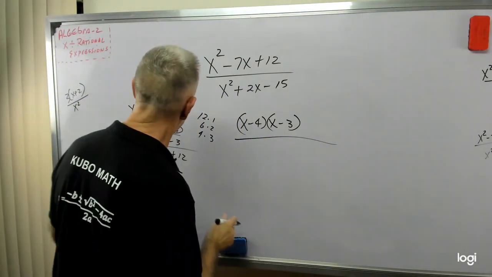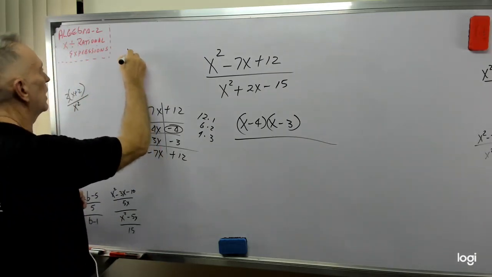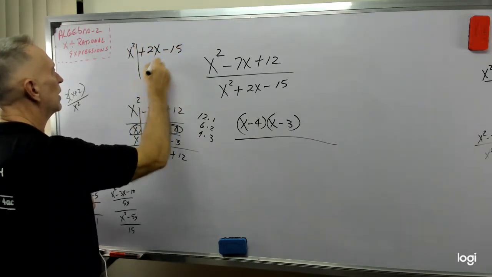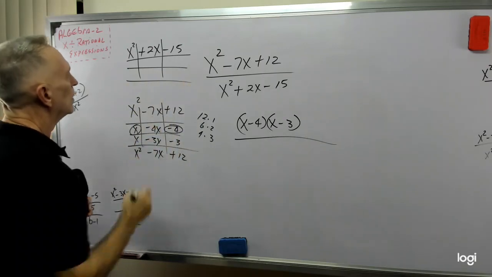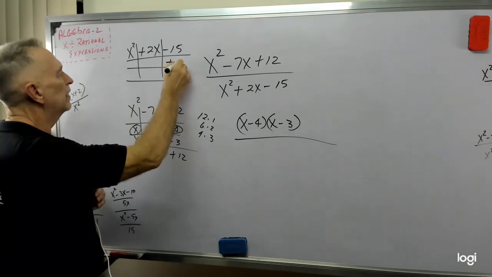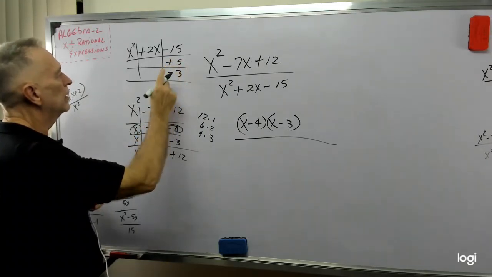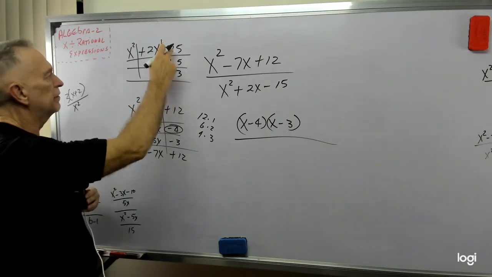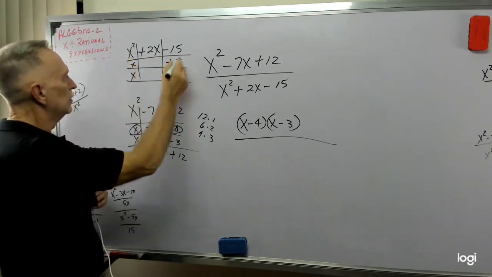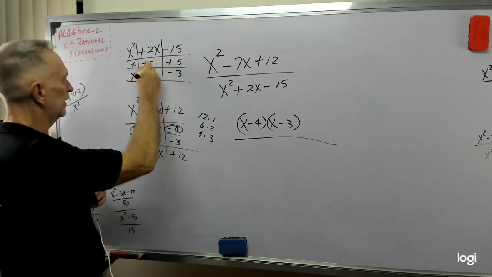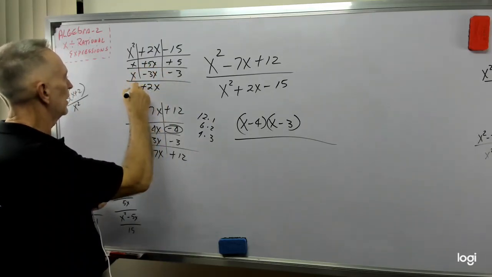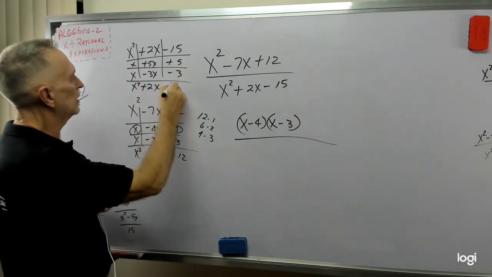Now what about the denominator? We have x to the second power plus 2x minus 15. Well, since this is a positive 2, a positive 5 and a negative 3 would do that. That'd give me the negative 15. Positive 5 plus a negative 3 would give me a positive 2. So multiply the diagonals, positive 5x, negative 3x, that's a positive 2x, x squared plus positive 2x minus 15.